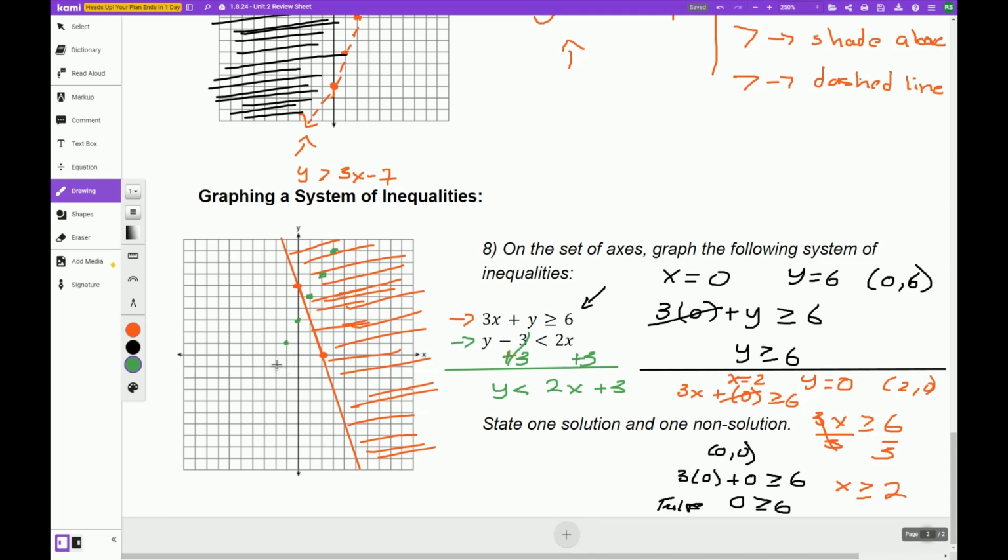You just need enough points so you can take your ruler and line them up. This here is a less than sign, so I'm going to do a dashed line. I'll try my best. Remember guys, use a ruler. The ruler doesn't work for me on the computer. Because we did the slope-intercept way and y is by itself, I can just shade where this is telling me. This says less than, so we're going to shade below the line.